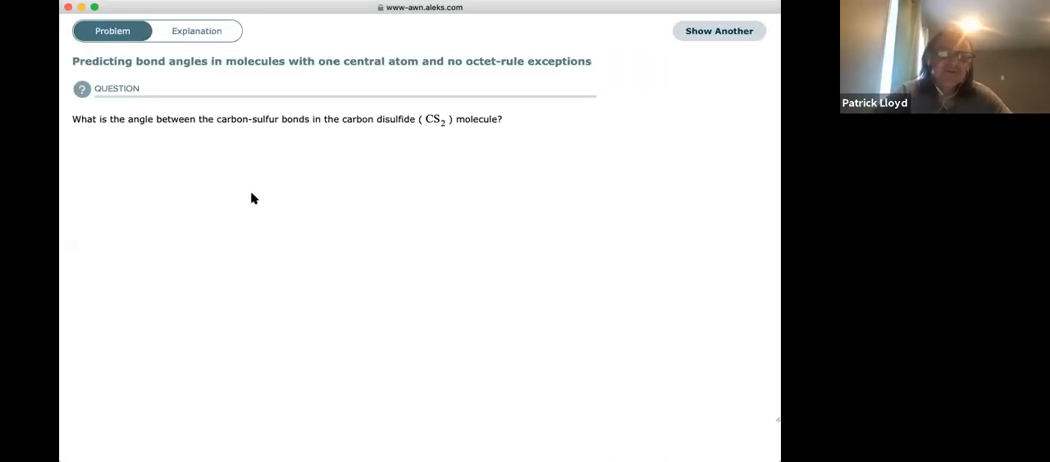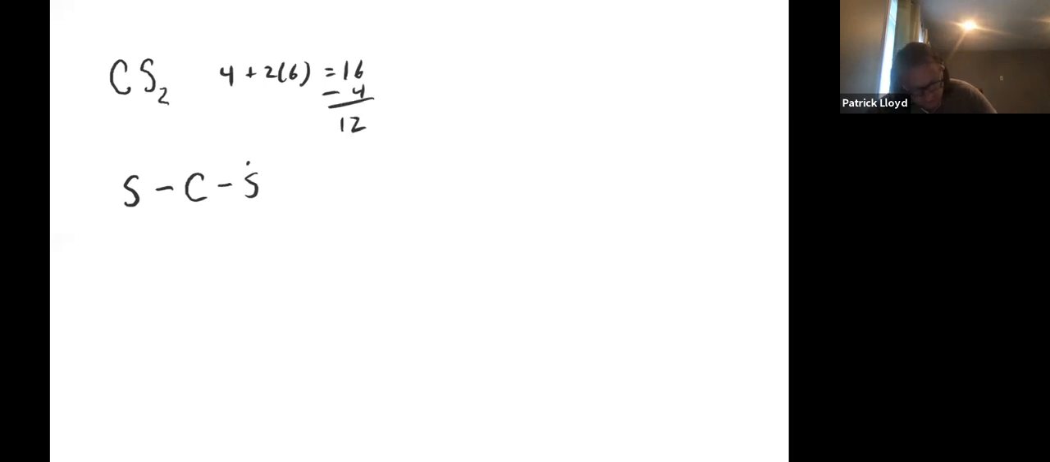Okay. Let's try one more. Just wanted to find one that has a different shape. So this one is a carbon-sulfur bond. So what is the angle between the carbon-sulfur bonds in the carbon disulfide, CS2 molecule? So there's your formula, CS2, okay? Again, 1 carbon, 2 sulfurs. So you draw the carbon in the center. Count up your valence electrons, 4, 6. We've already got 2 bonds. Arrange them on the surrounding atoms first. There you go. And then here's what happens. The carbon only has 4, so we're going to actually need more than 1 bond. So there's 1.